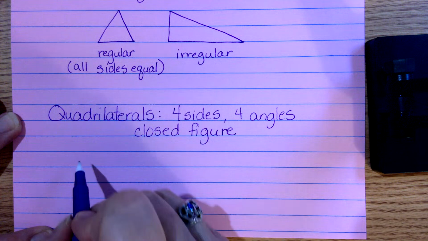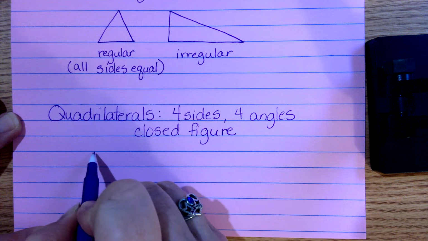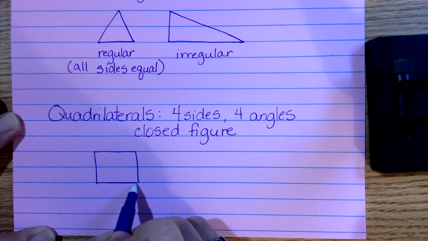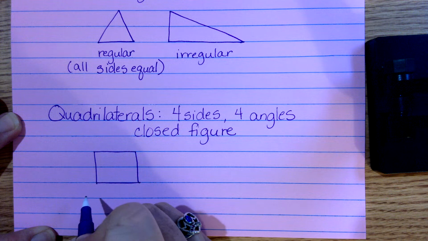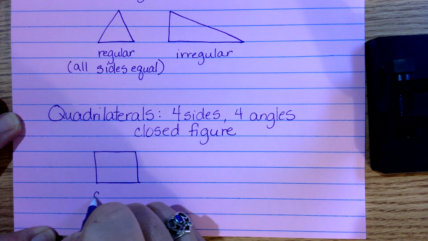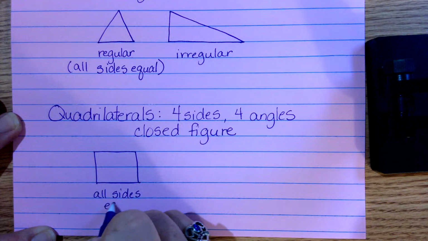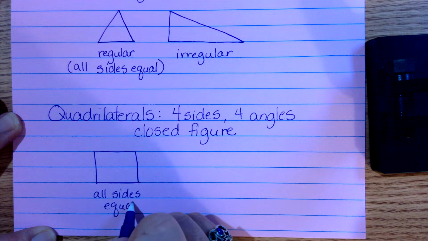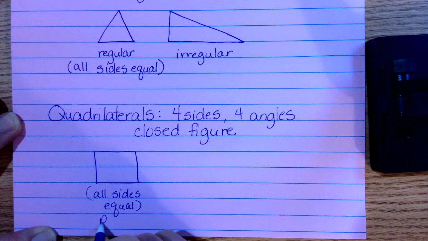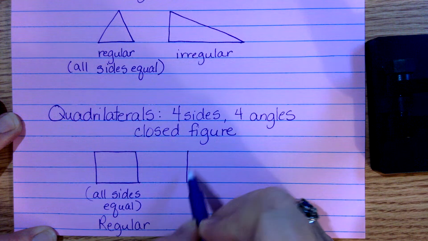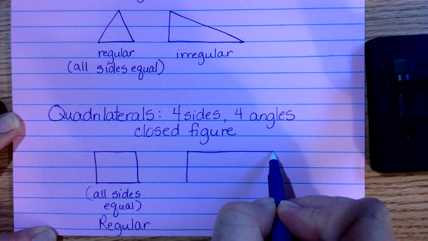A regular quadrilateral would be a square, and you have to pretend like I'm perfect and that these sides are all perfectly the same length. So all sides equal. That makes it a regular polygon. What would be an irregular polygon? Hopefully you said a rectangle would be an irregular polygon.